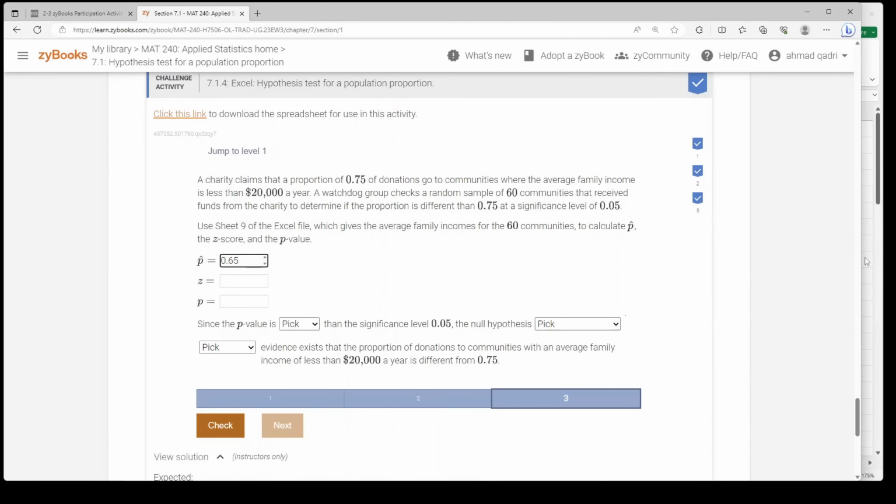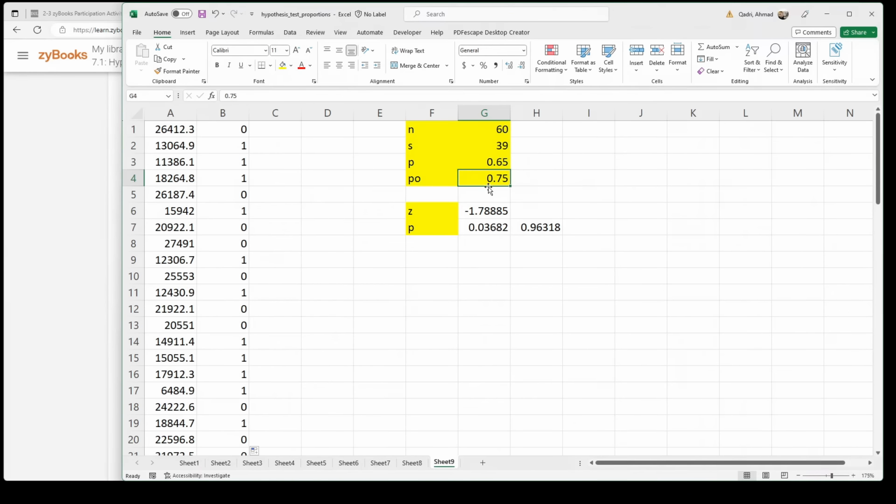Now we need to find the z. Again, we have 0.75 here. Z is going to be p minus p0, that's the numerator, divided by the square root of p0 times 1 minus p0 over n, the sample size. That's what this formula is. And so we get minus 1.78885.